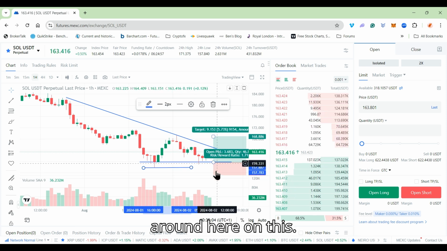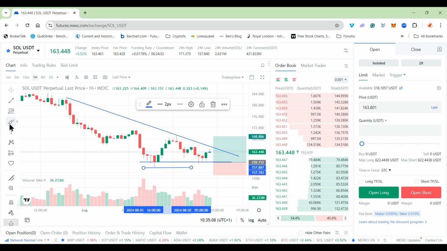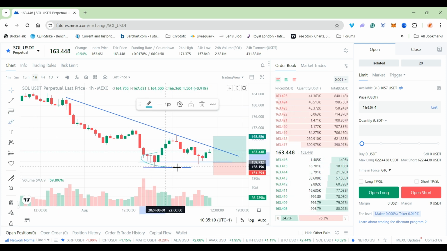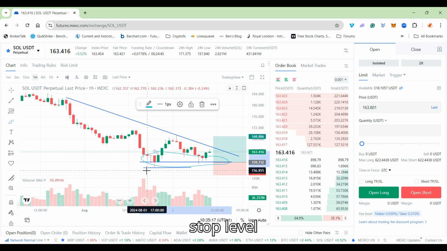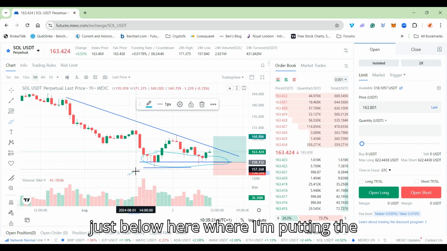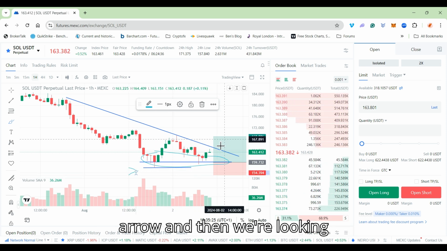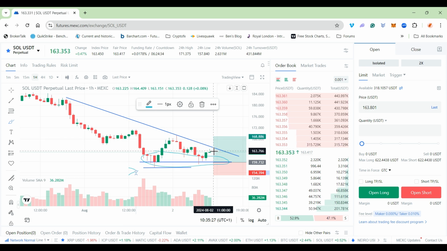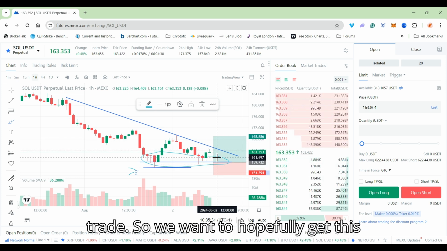So I'm going to buy around here on this pivot here. So that's the buy. We've got a stop level just below here where I'm putting the arrow. And then we're looking to take profit if it goes right. This is where we're going to manage the trade. So we want to hopefully get this trade on.